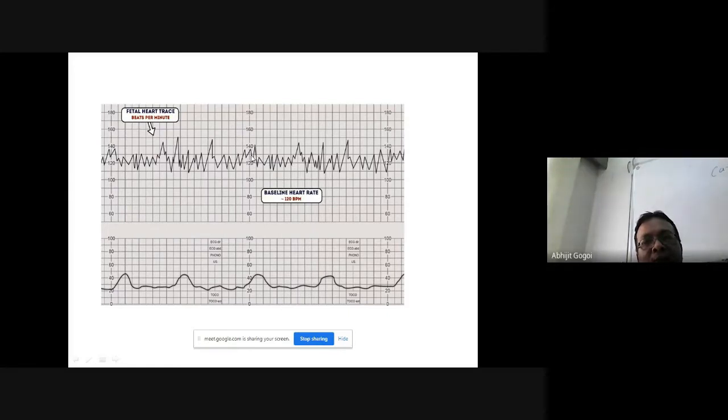This is a normal heart rate. You can see this baseline is 120, 140, and it goes in here. If you draw a baseline here, you see this part, the baseline here is 120. If you draw here, it comes around 130. So this is normal. Between 120 to 160 is normal. That's how you'll measure the fetal heart rate.